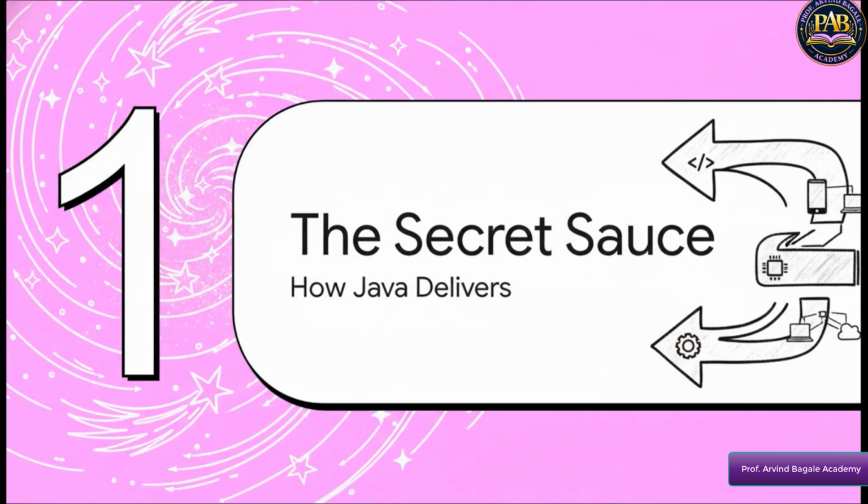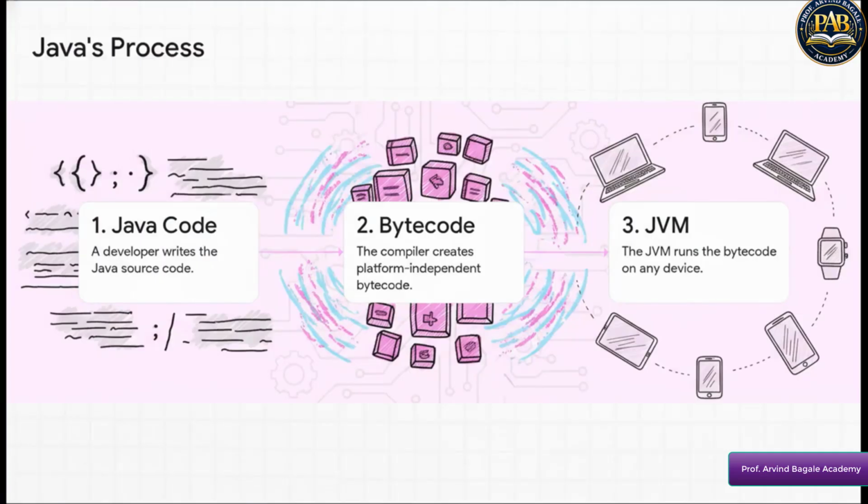So, what's the secret sauce here? Well, the magic behind write once, run anywhere actually isn't magic at all. It comes down to this really clever three-step process that guarantees your code is genuinely portable. Okay, so here's how it works. Step 1, you write your Java code. Pretty standard stuff, right? But then, step 2 is where things get interesting.